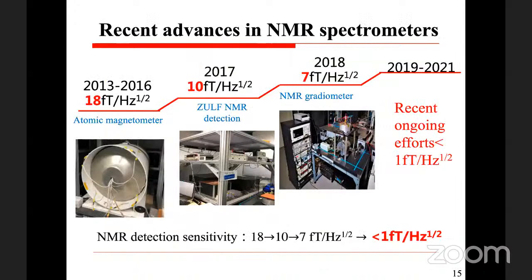Okay, so this is our recent advance in building NMR spectrometers. We can see the sensitivity, from 2013 to recently, increased from 18 femtotesla per root hertz to 7 femtotesla per root hertz. And recently we are working hard to improve the sensitivity to the 1 femtotesla level. If in the near future we can reach 1 femtotesla, it will be convenient to measure samples with natural abundance. This is very important for chemical and material science. Usually the natural abundance of carbon 13 in a sample is only 1%, so if we can reach 1 femtotesla, we can measure natural abundance samples with just a single shot measurement.